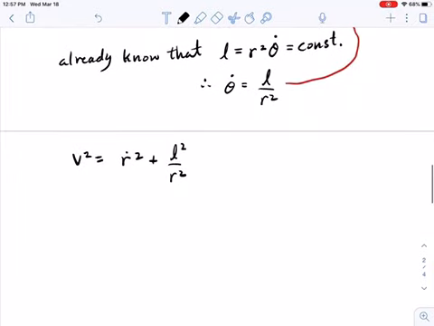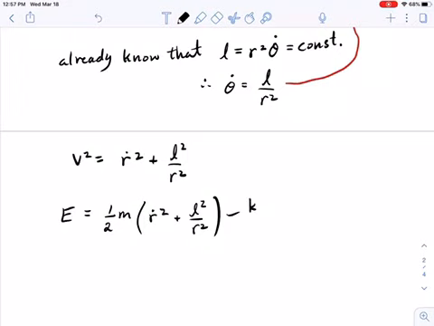Okay, so now this mechanical energy that we were trying to calculate is 1/2 m v squared. So v squared is r dot squared plus L squared over r squared. And then we have the potential energy U, which is minus K over r.